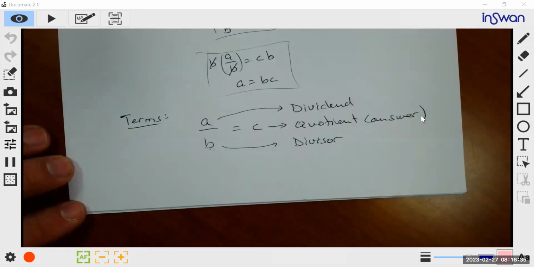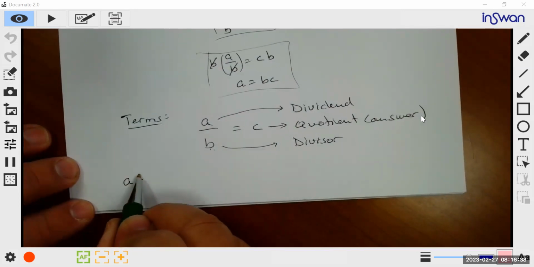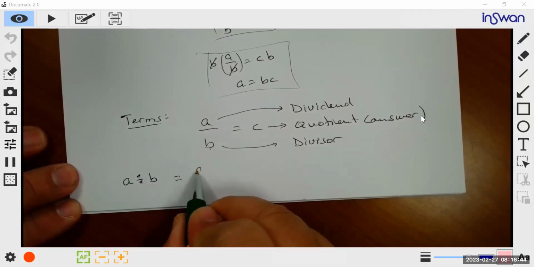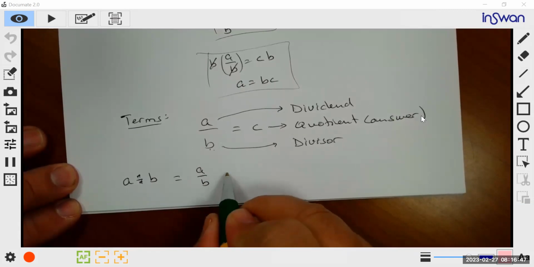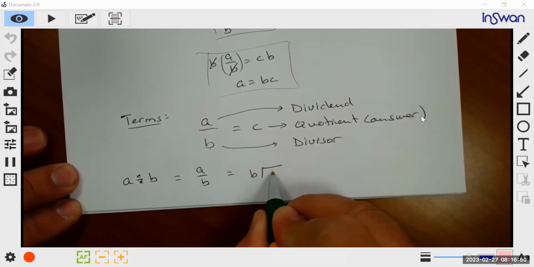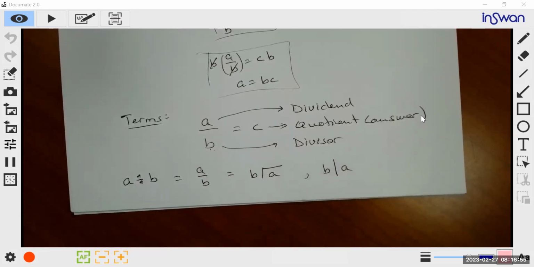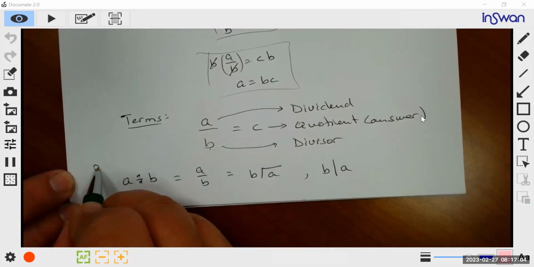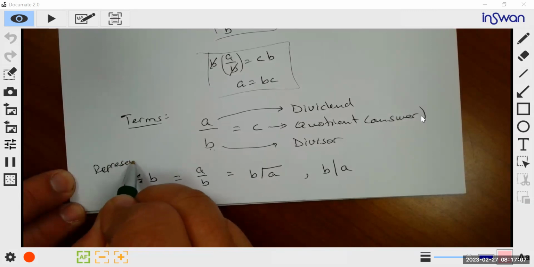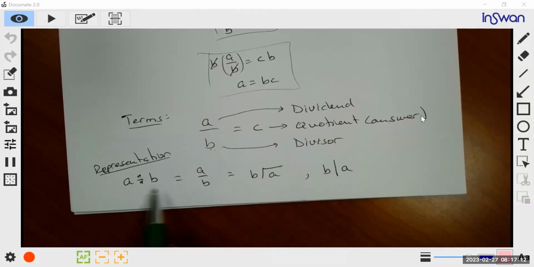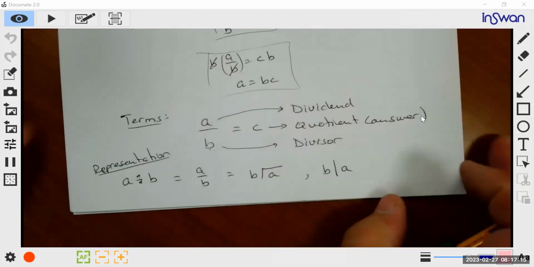Okay, we've noticed that we could do division like this. This is the same thing as A divided by B, the same thing as B goes into A, and the same thing as A over B. These all mean the same thing. They all equal C. So these are the different ways we can represent division. All of these symbols mean the same thing. A divided by B.